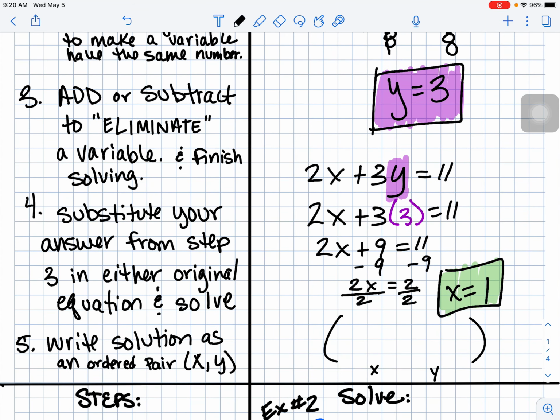So step 5 is to write that solution as an ordered pair. So x was 1, so that one goes first. And y was 3, so that one goes second. And that is the solution. That is the point where those two lines meet.